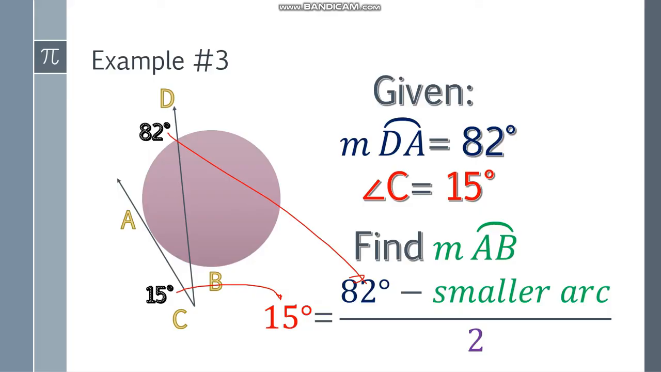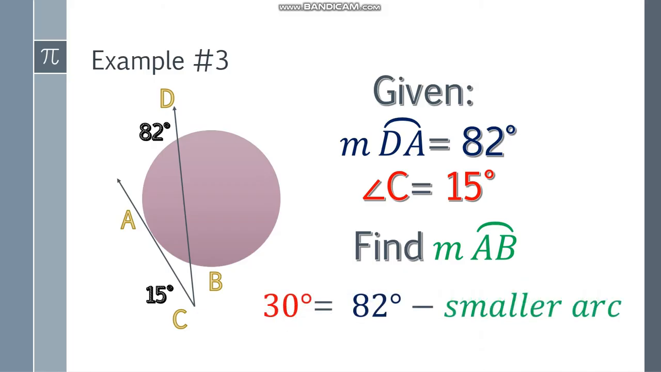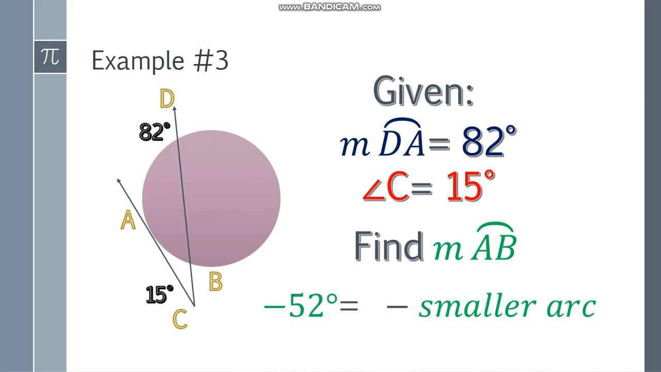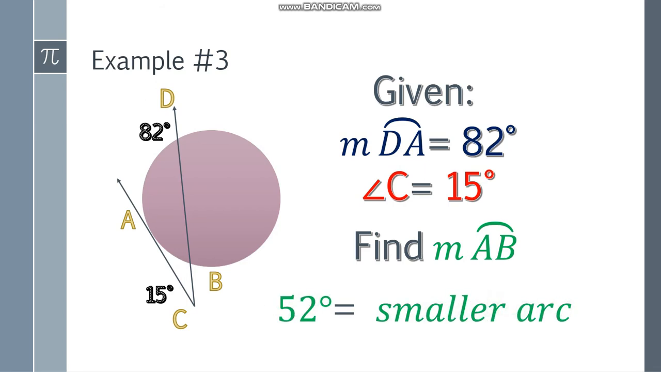So let's simplify it. Multiply both sides by 2, and you have 30 degrees here. This is equal to 82 degrees minus the smaller arc. Simplified further, negative 52 degrees is equal to negative smaller arc. To remove the negative sign in the smaller arc, we have to divide both sides by -1. So you will get an answer of 52 degrees is equal to the smaller arc.